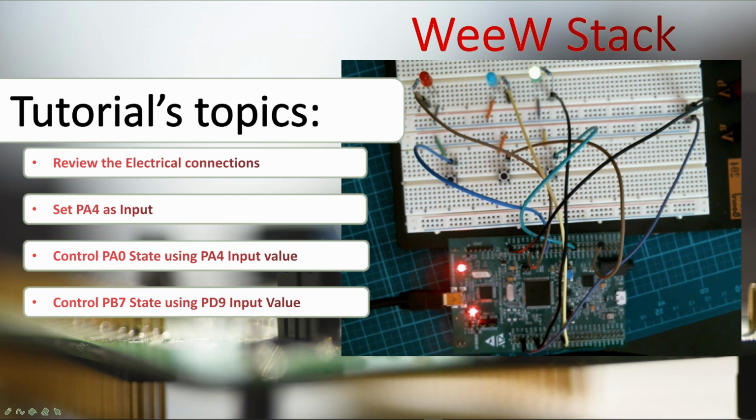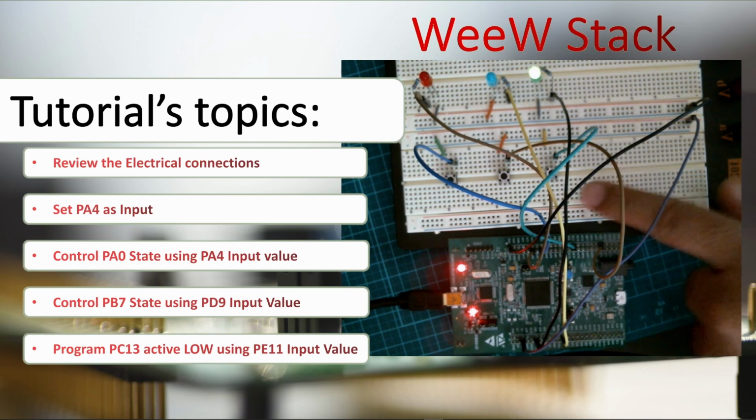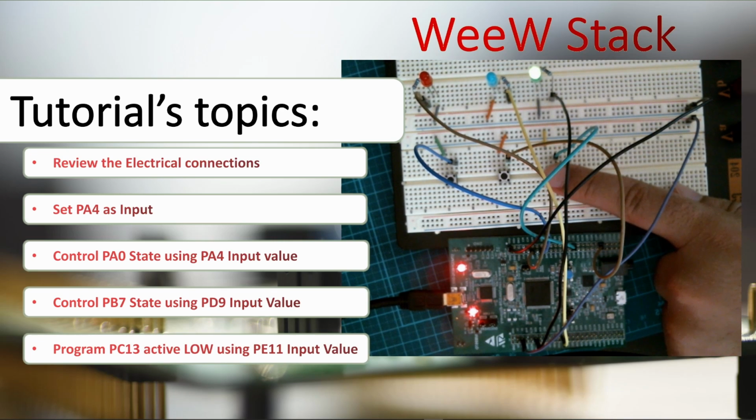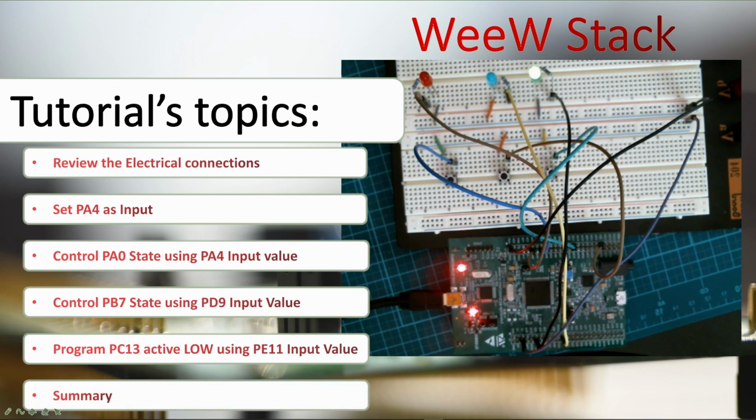After that, in the final exercise, we are going to program the PC13, which is connected to the green LED, to be active low. So each time we click on the push button, it will go low. This is done by reading the value at the PE11. Finally, we are going to have a summary of all that we have done.